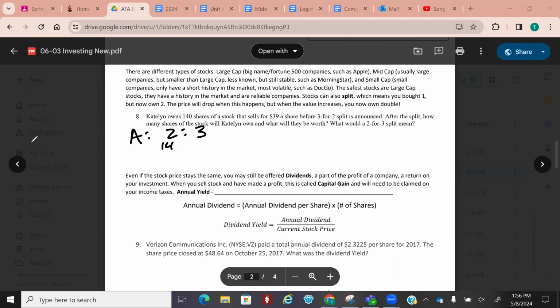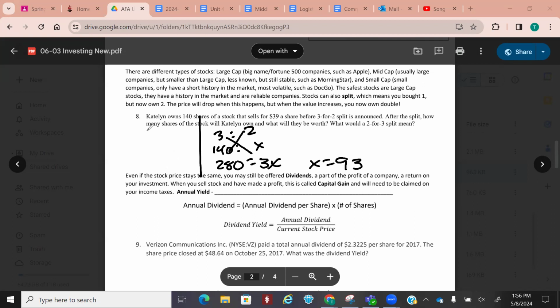Let's talk about the 3-for-2 first. You've got 3-for-2, and it's 140, and we're trying to figure out what X is. When you do this, it's almost like a cross multiply situation. So you're going to get 280 equals 3X, and when you solve for X, you're going to get 93. That 2-for-3 split is the same setup.